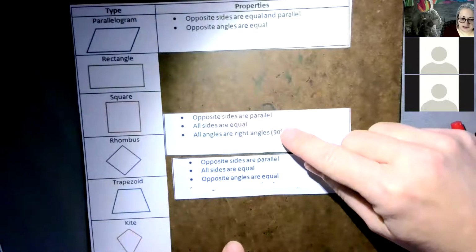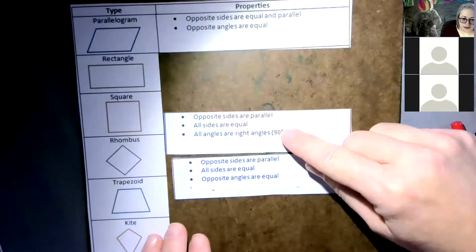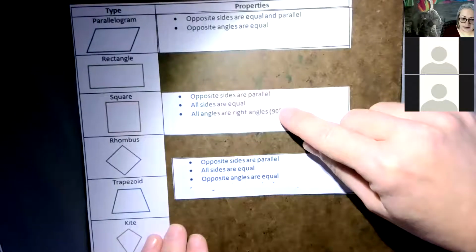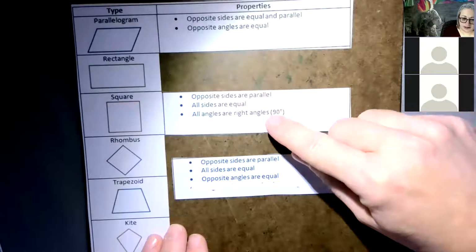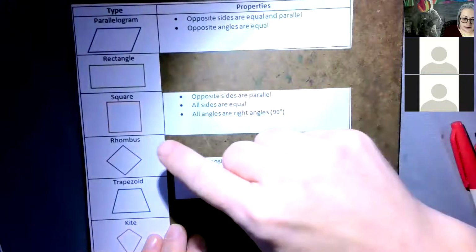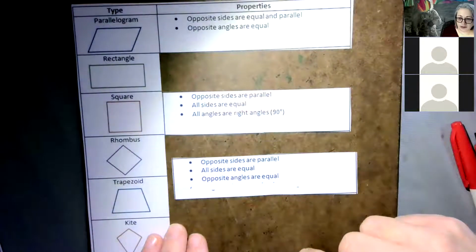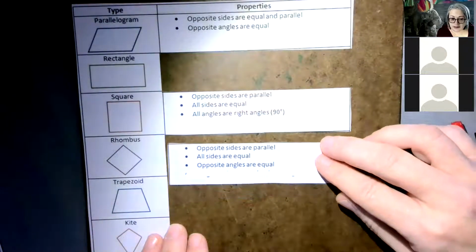This one specifically says 90 degrees. And remember, I told you we really need to make sure we say that, or that it's a right angle. We need to make sure we say right angles when we are describing a square. So that one goes more with square. And then this one goes with rhombus.